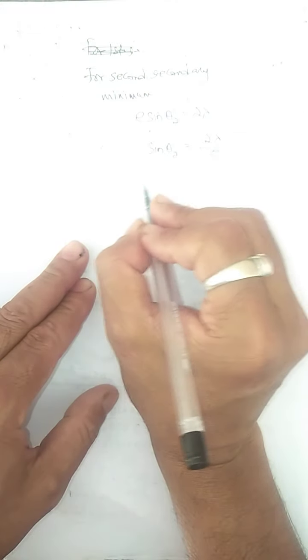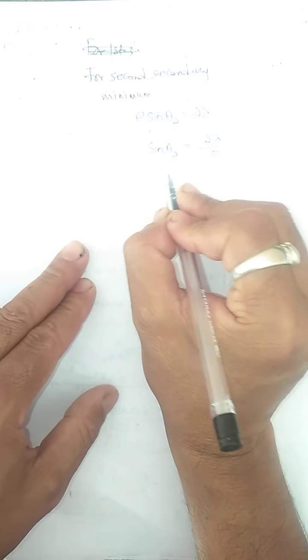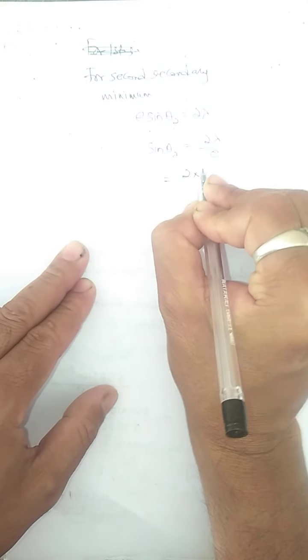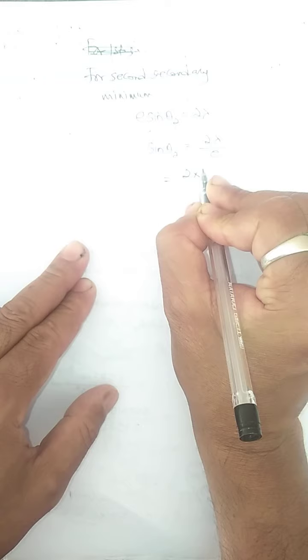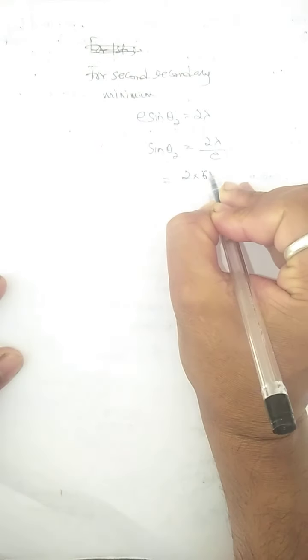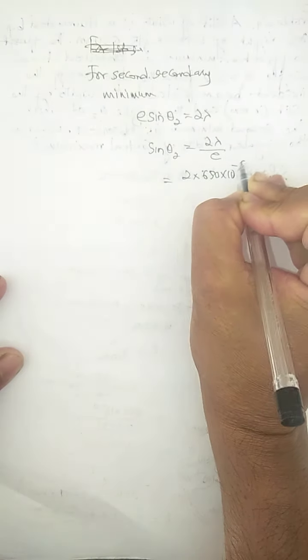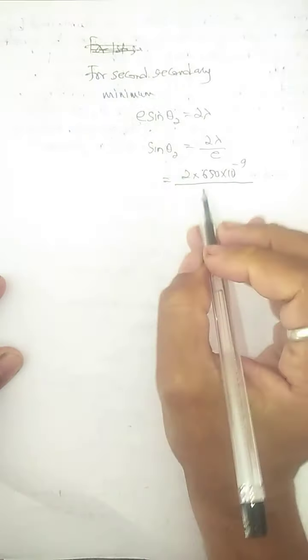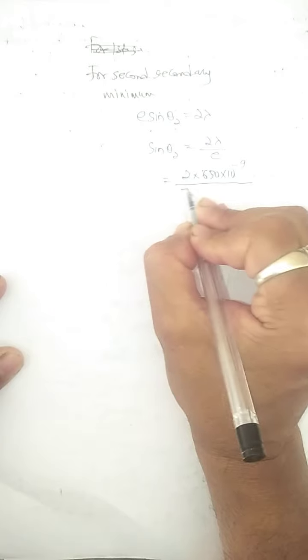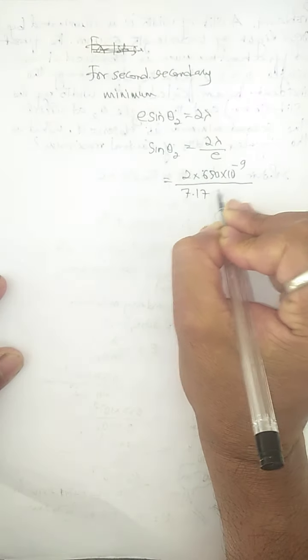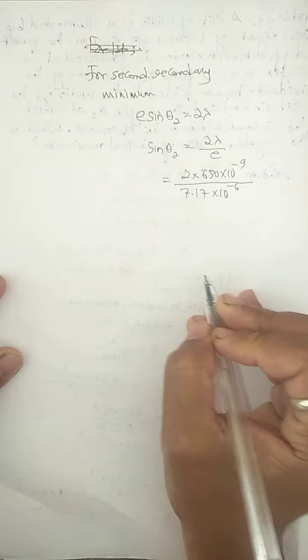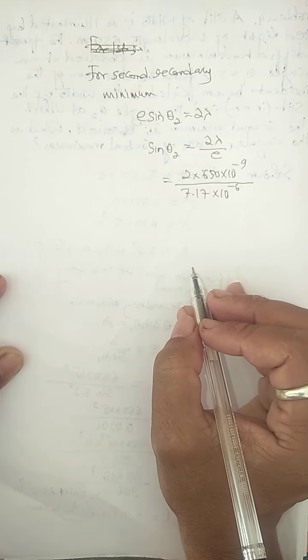So let me just do the calculation. Now it will be 2 into lambda. As you know, the value of lambda is 650 into 10 to the minus 9, divided by E. The value of E we have calculated already, that is 7.17 into 10 to the minus 6. Okay, now we can do the calculation.